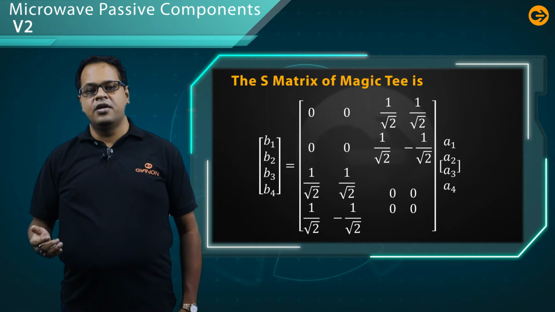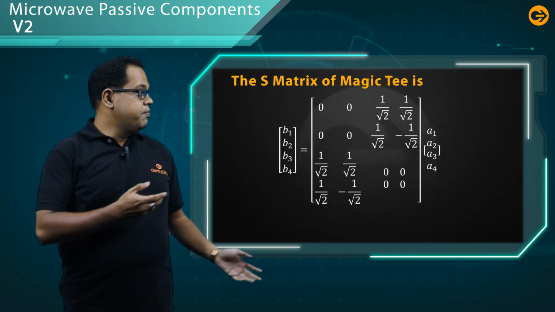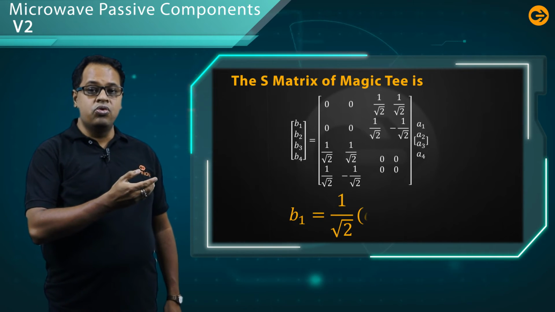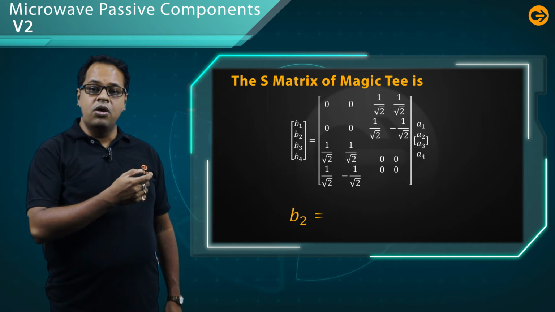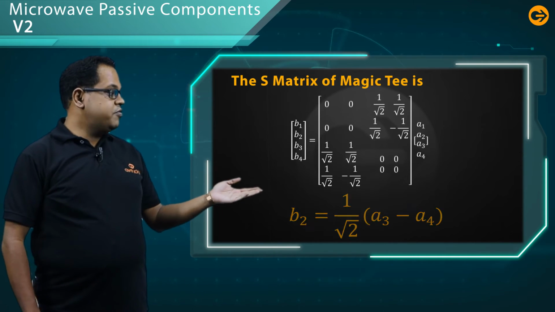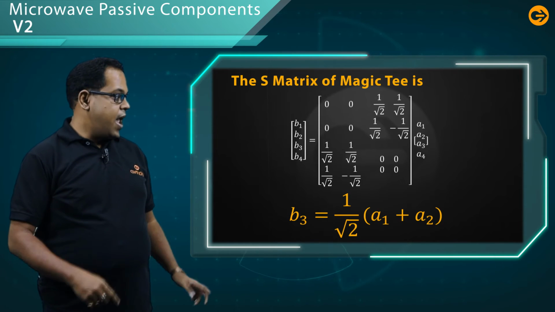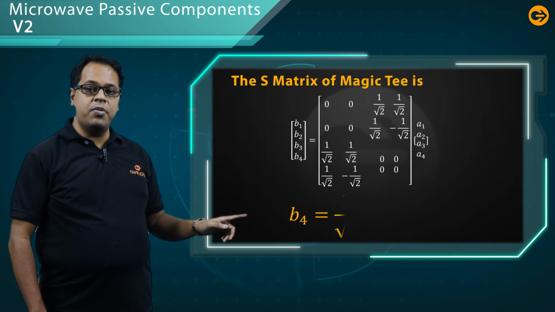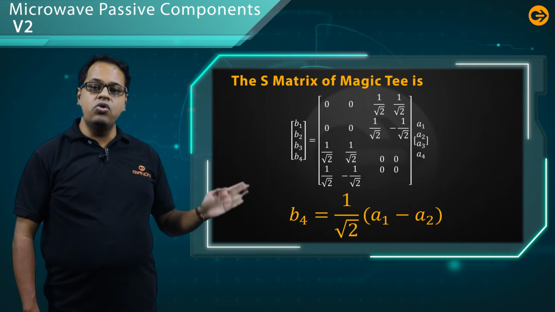Let us simplify the matrix of the Magic T. In this case, B1 will be 1 by root 2 into A3 plus A4. B2 will be 1 by root 2 into A3 minus A4. B3 will be 1 by root 2 into A1 plus A2 and B4 will be 1 by root 2 into A1 minus A2. Now there are two cases.